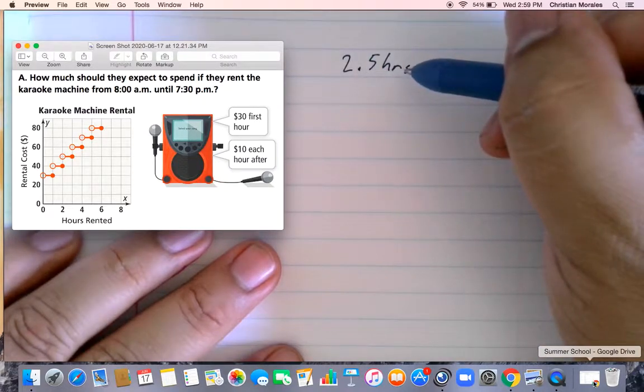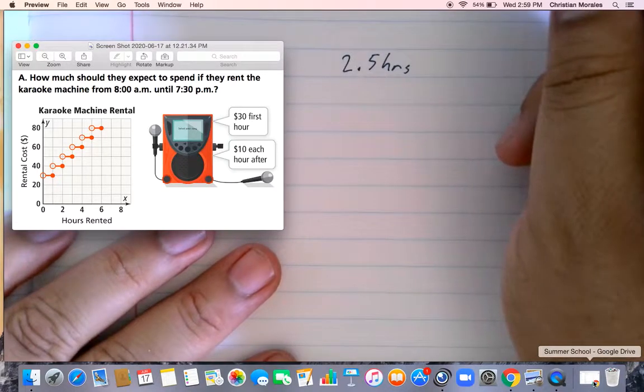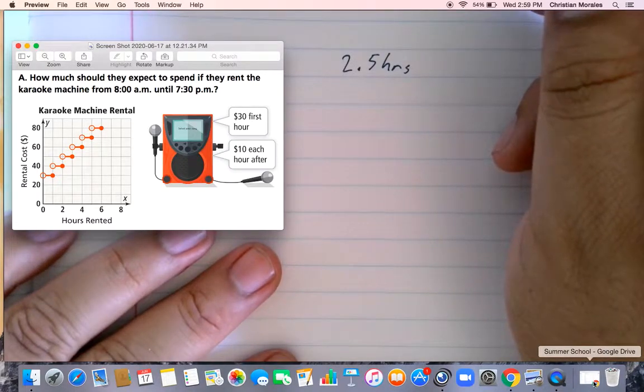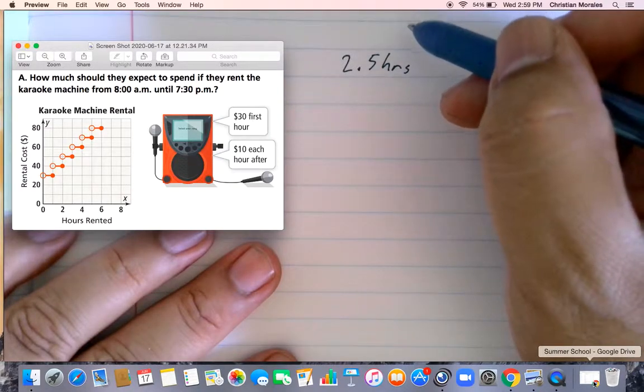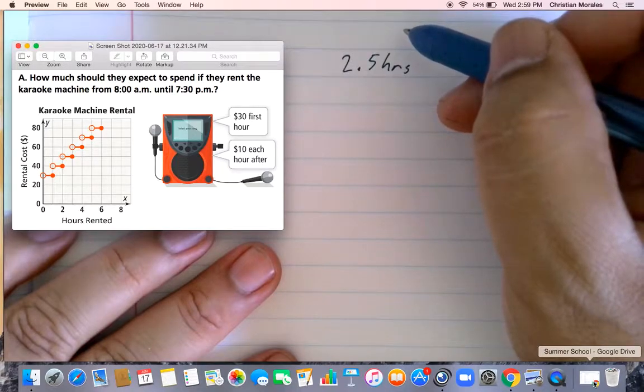Well, how much are you going to get charged? Well, if you look at that, 2.5 would be in between 2 and 3. You're going to be charged $50, right? Is that $50?